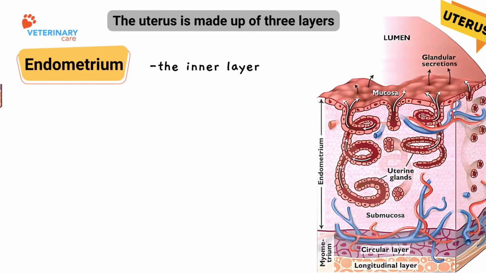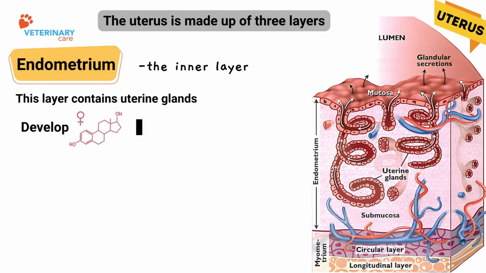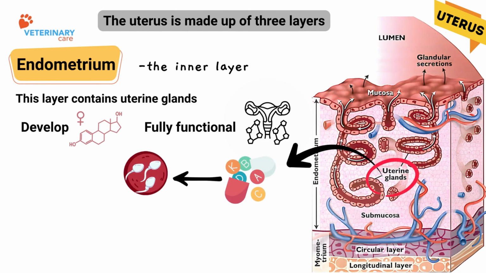The inner layer of the uterus is called the endometrium, which includes the mucosa and submucosa. This layer contains uterine glands that develop under the influence of estrogen and become fully functional under progesterone. These glands secrete nutrients that support sperm viability and embryo development in the early stages.